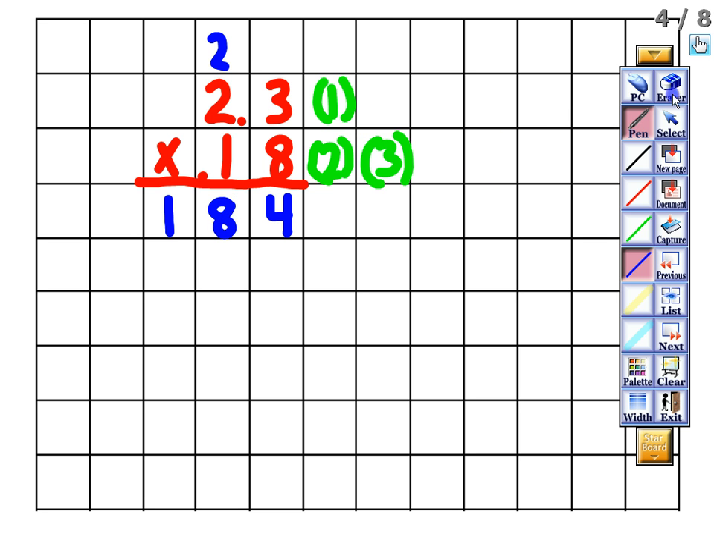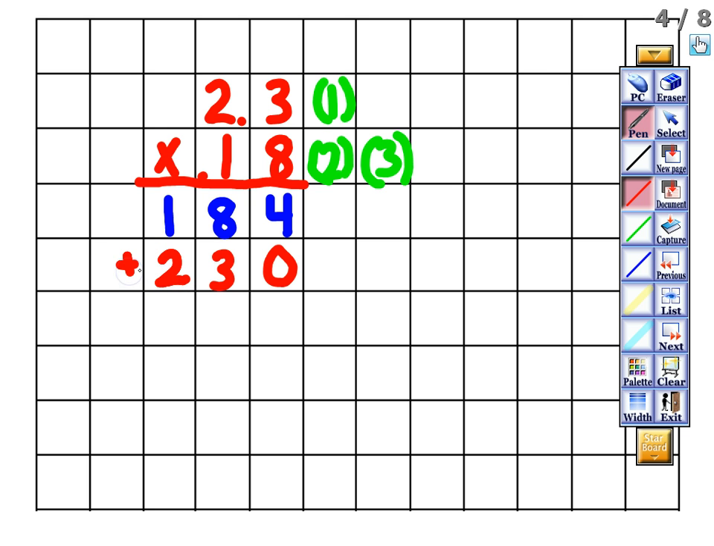Now what I will need to do is erase the 2. I'm going to go to my next step. Okay, I'm going to multiply by the number in the tenths place. Put a 0 here, and then multiply. 1 times 3 gives me 3. 1 times 2 gives me 2.